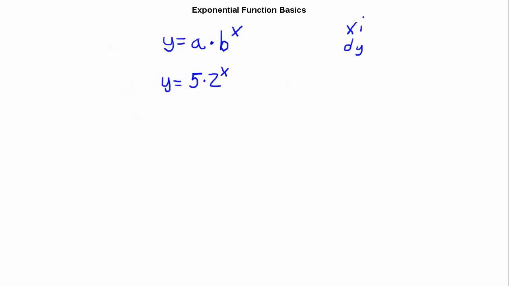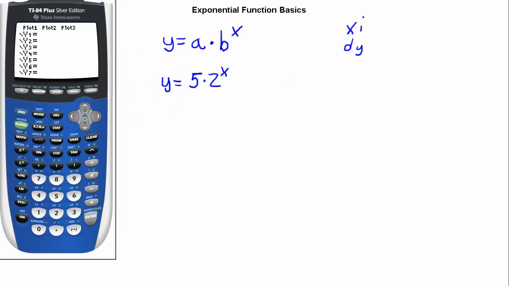Alright. So the first thing we always do, our first step, always, when we are given an equation like this, we are going to go and put it in our calculator in y equals. So you can see I'm in the y equals screen here. We're simply going to put this equation in. 5 times 2 to the x. And you should be following along with me while I'm doing this. 5 times 2 to the x.